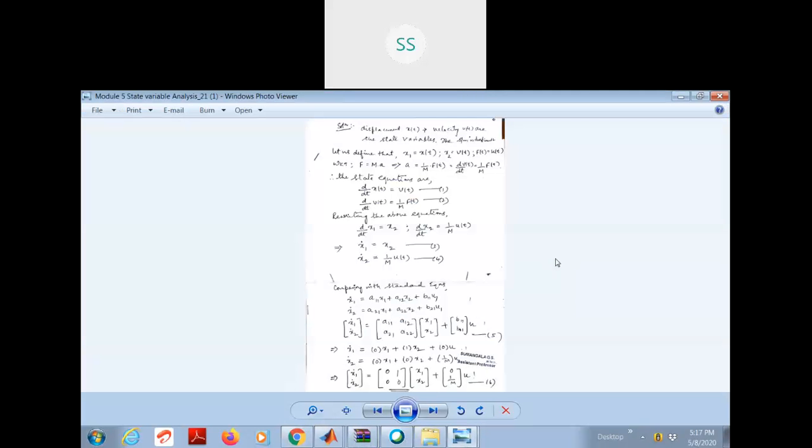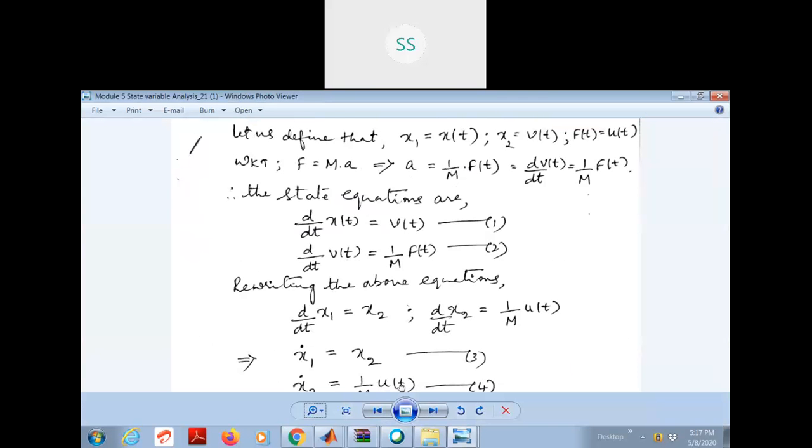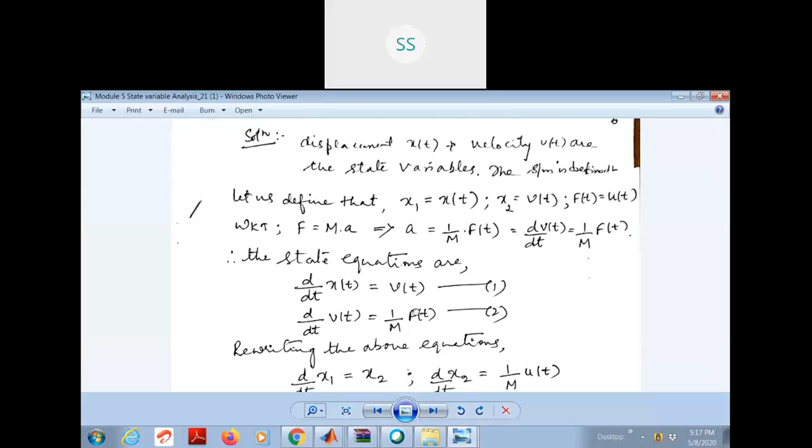For the previously shown mechanical system, we first write the state equations and later the output equation. But before that, we have to identify the state variables. The displacement x of t and the velocity v of t are considered as the state variables in this mechanical system.